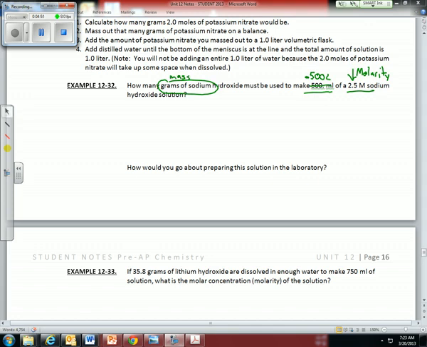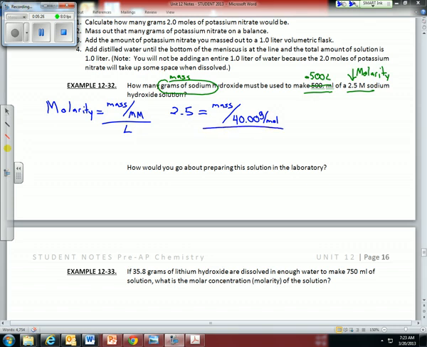So if I use the Eric-Yates formula, molarity equals mass over molar mass over liters. This is 2.5 equals mass. The molar mass of sodium hydroxide is 40.00. I have that one memorized. You can figure it out with the periodic table. And then this is 0.500 liters down here. This is the big M.